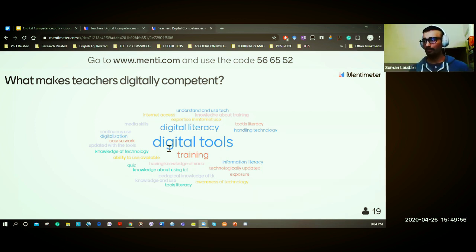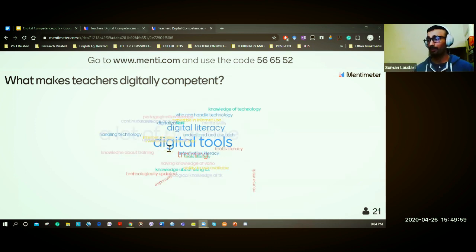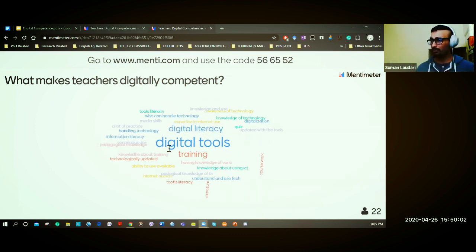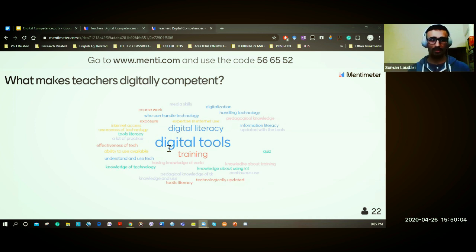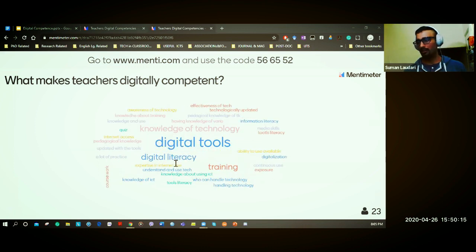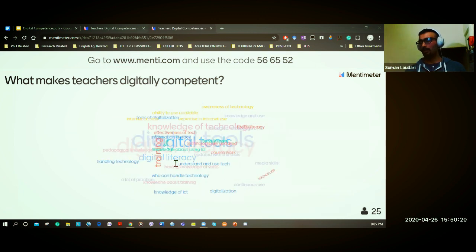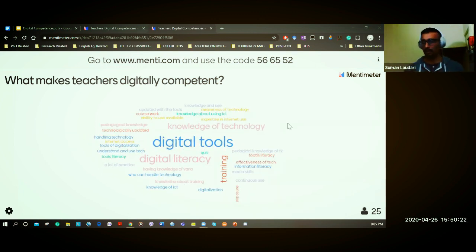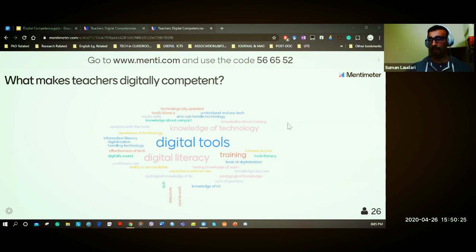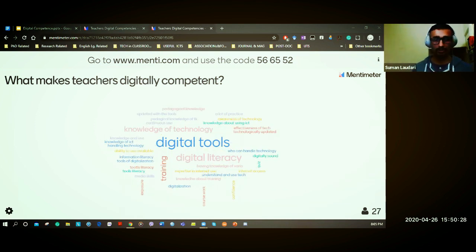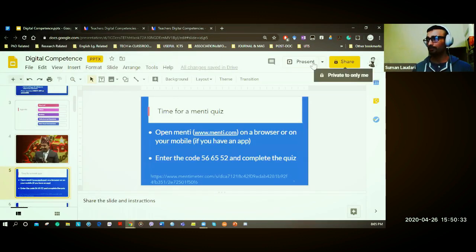20 seconds more and we'll stop Menti. We have 21 people, 22 people. Right. Okay. So 5 seconds more. Expertise in internet use. All right. So I'll stop Menti here now. If you haven't responded, don't worry about it. So what we'll do is we'll go back to the slide now and continue with the presentation.